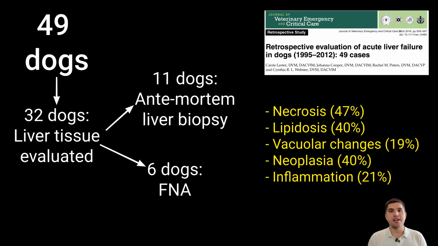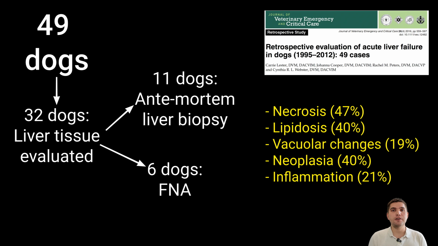Hepatic degenerative changes like lipidosis were present in 40% of cases, and vacuolar changes in about 19%. Neoplasia was diagnosed in 13 out of 32 dogs. That's 40%, which is a lot.